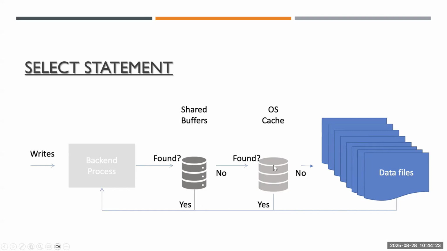If not, then again it will go to the OS cache. If anything is there, get the data. If not, it will finally go directly to the data files and get the data. It is doing two verifications. In general, we are doing only one verification, sir, but here it is doing two verifications. To present this, it would confuse us a lot, so we made this slide to make it easy. So it is doing two types of verification.